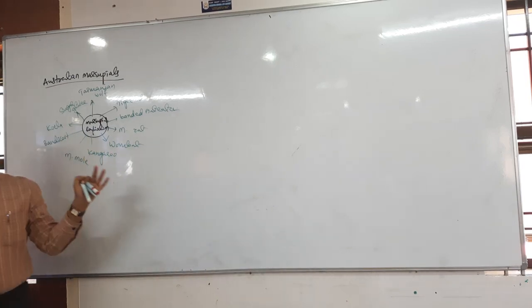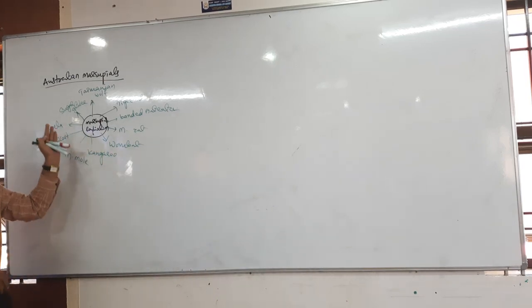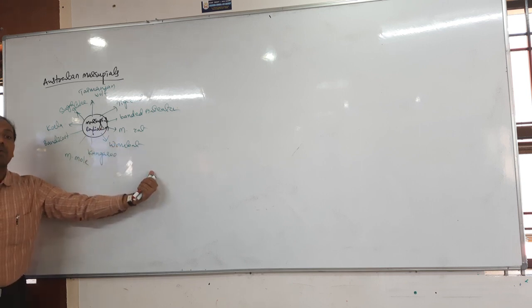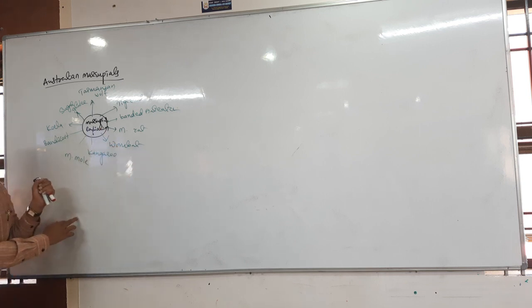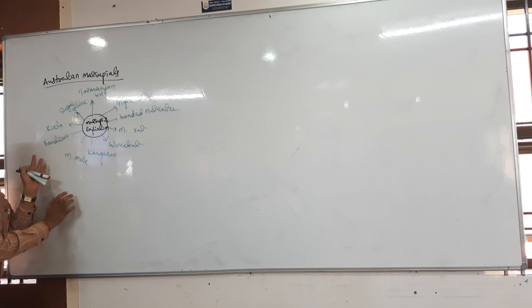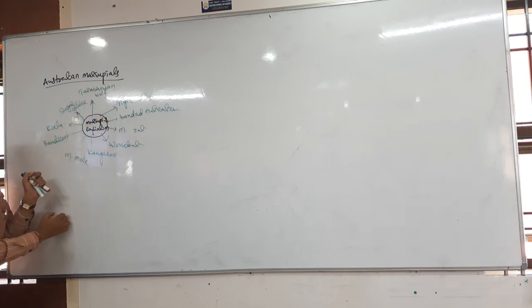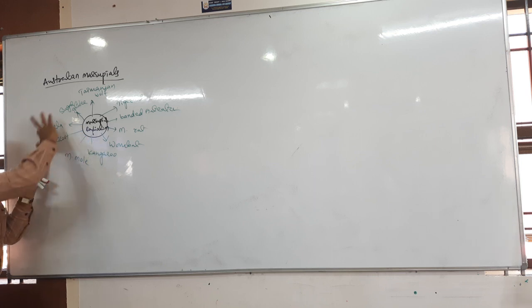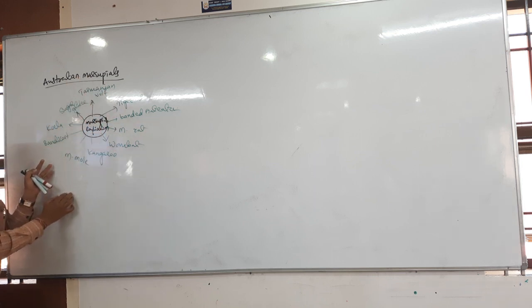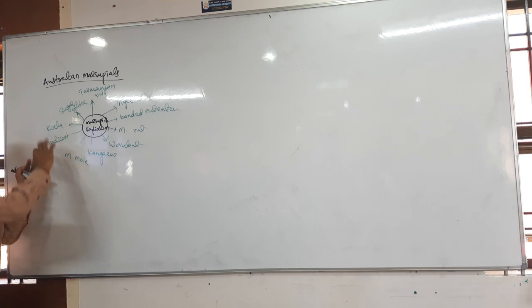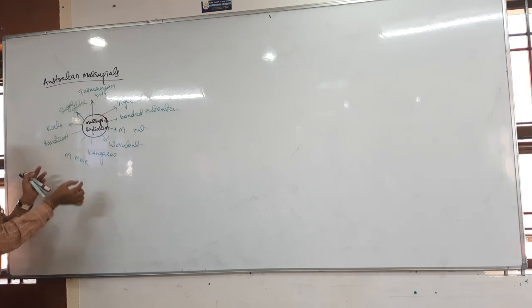Okay students, today in class we are going to discuss the continuation of adaptive radiation. Adaptive radiation means the evolution of different species from a single species. How is it possible? Different species develop completely from a single species.